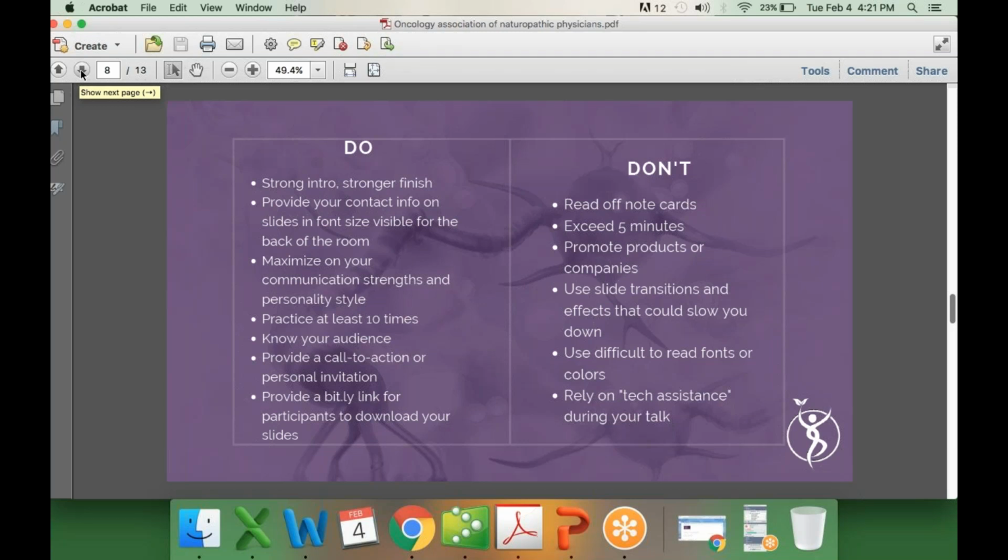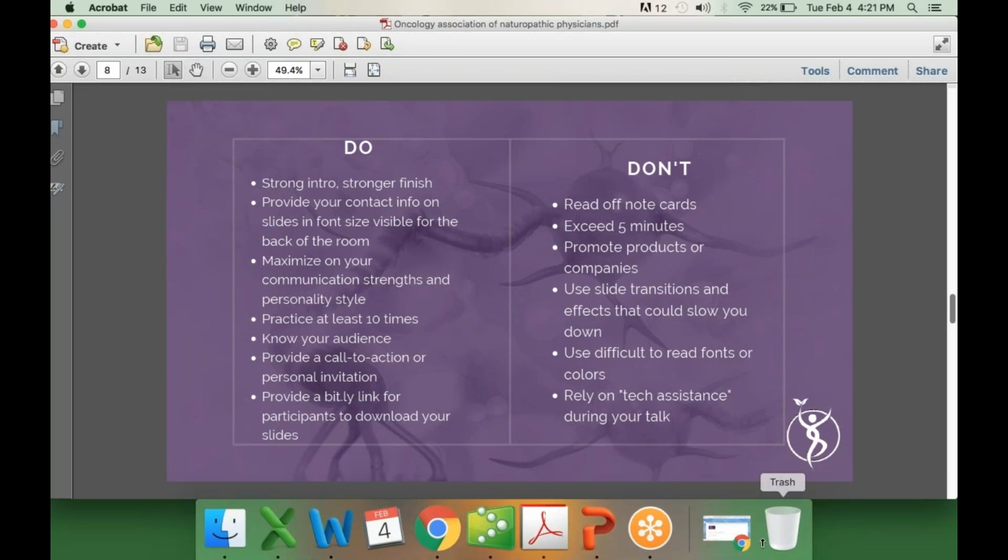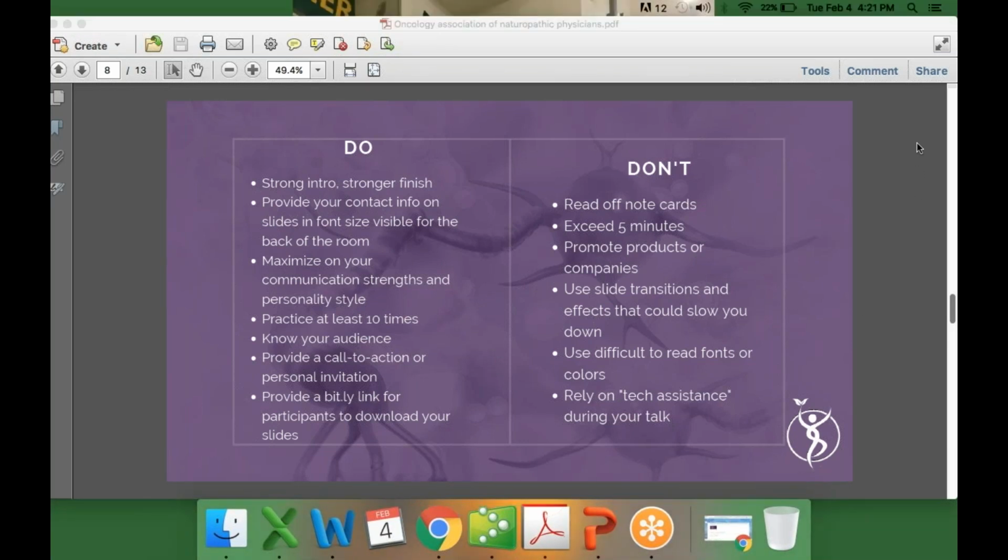Practice that at least 10 times. And because this is a lightning talk, that means you're only practicing for an hour, right? But practicing 10 times, the repetition of that means that you're going to become a very smooth and polished presenter. And lightning talks really invite smooth, polished presentations. This isn't the time to be reading off of index cards. Know your audience, like I said, provide that call to action.